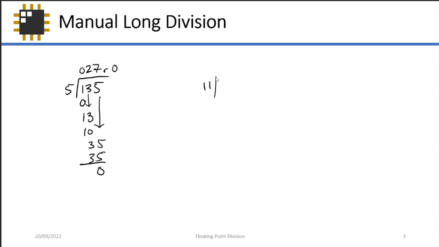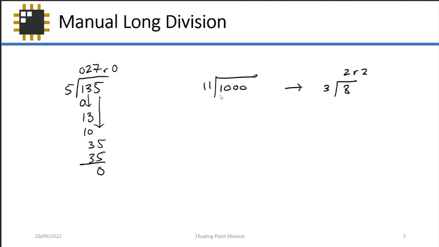Now, what do we do if we have to do binary? Let's say we want to divide binary 1000 by binary 11. Now this is basically 8, that's 1, 2, 4, 8, divided by 3, which is 2, remainder 2. So we want to find the answer 2 remainder 2 using manual long division in base 2.